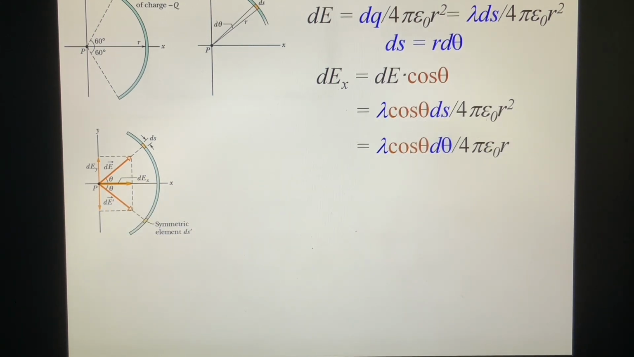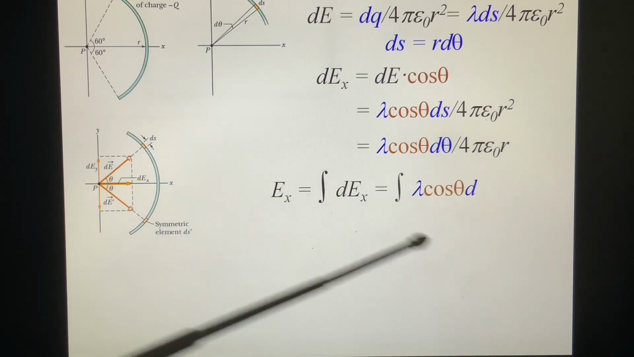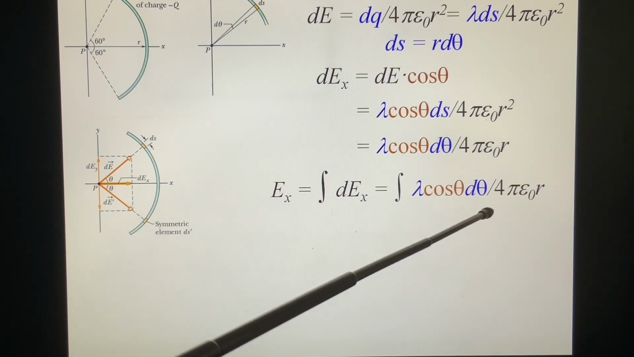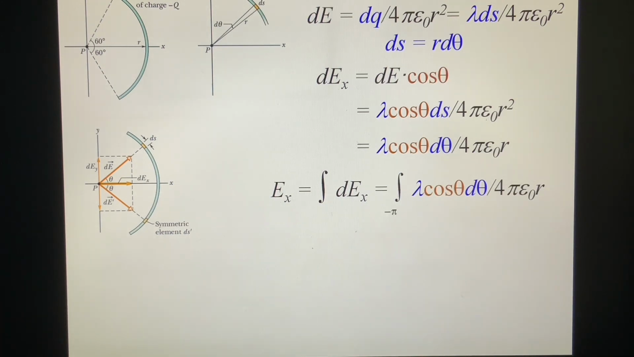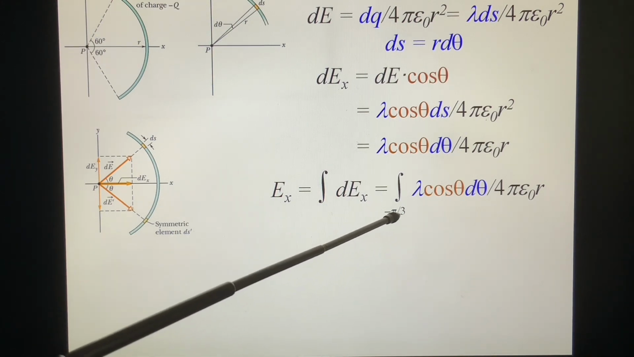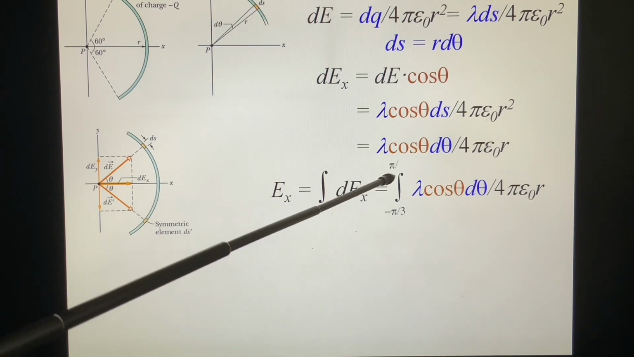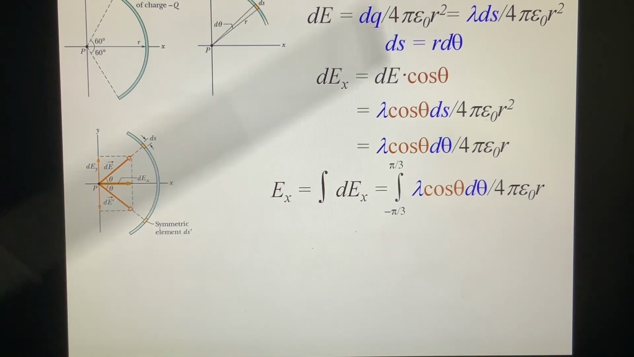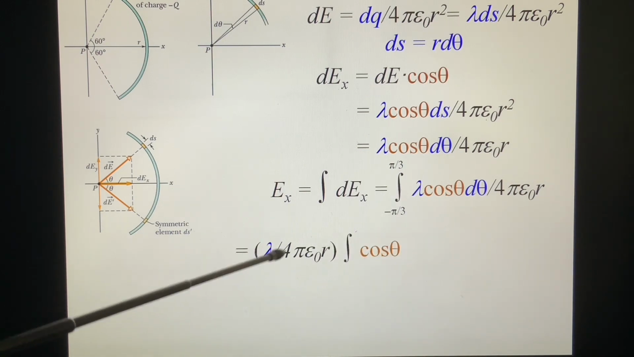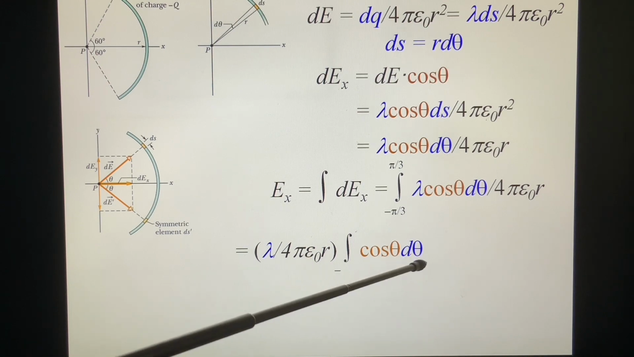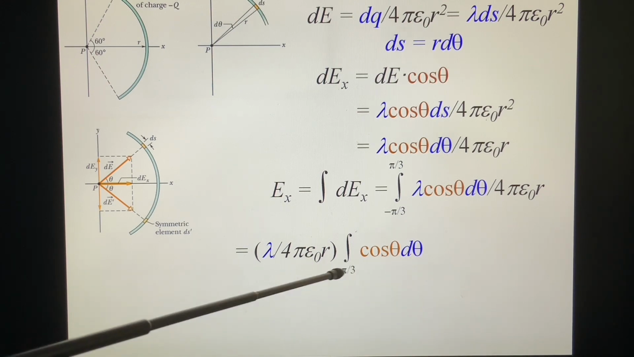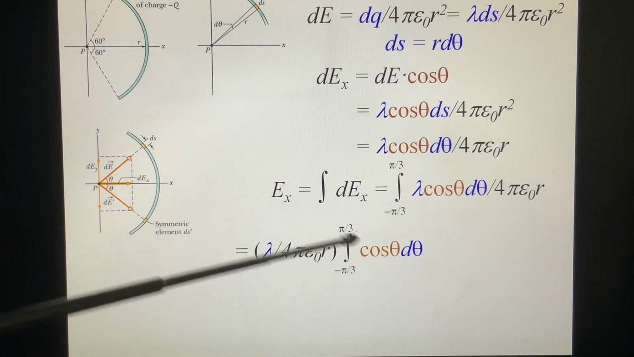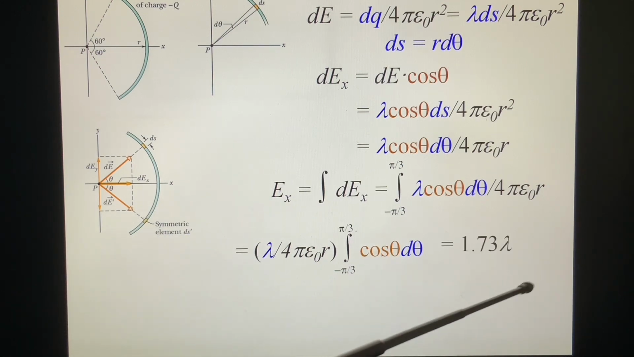Then we do the integration. This integration is very simple because the integral of cosine theta is sine theta, and r is constant. We're starting from minus 60 degrees, minus pi over 3, to positive pi over 3. This is a very simple integration, so I'm not going to do it. We get lambda over 4 pi epsilon 0 r, sine theta from minus pi over 3 to positive pi over 3. We get this number.